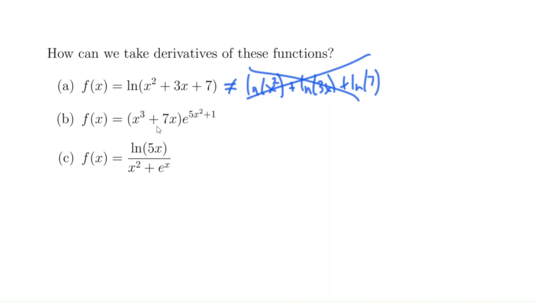Same thing right here. We have a product of two things. We can't just take the derivative by doing the derivative of this times the derivative of this. And even if we could do that, how do we take the derivative of e to the 5x squared plus 1? So we're going to learn about the chain rule and the product rule and the quotient rule for derivatives in the next module. So we'll have to hold off on these until then.